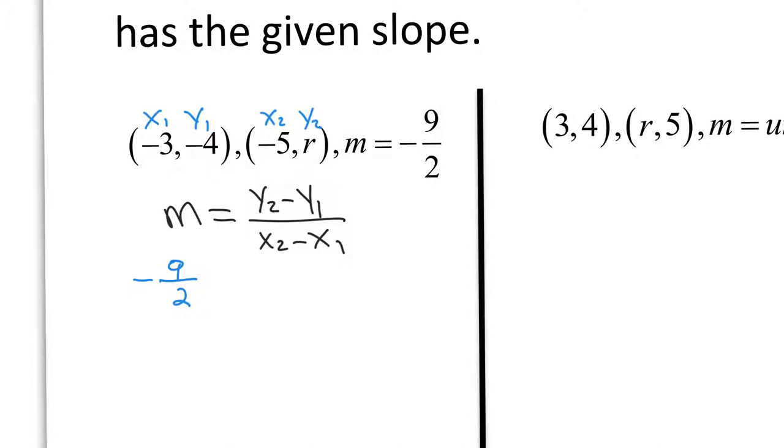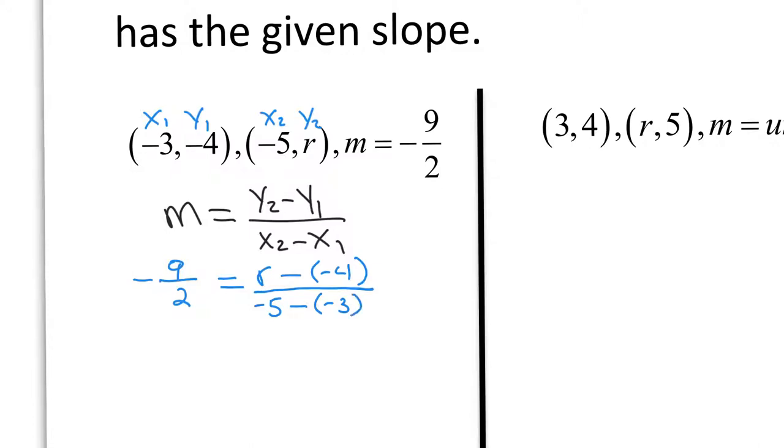Now this is going to equal, and let's go ahead and substitute the numbers into the formula: y2 minus y1. So y2 is r, minus y1 is negative 4, so I need parentheses, so I put that inside the parentheses, over x2 is negative 5, minus x1 is also negative, so I need parentheses again, and you simplify what you can.